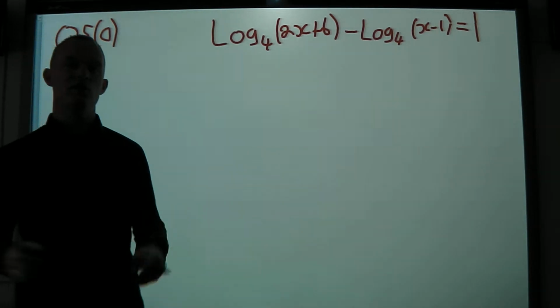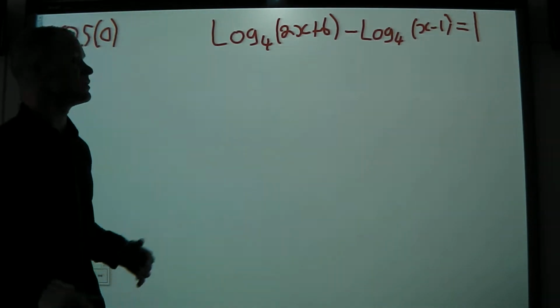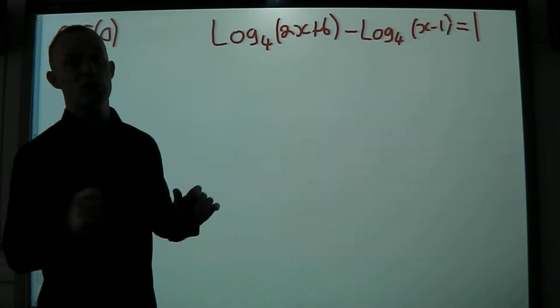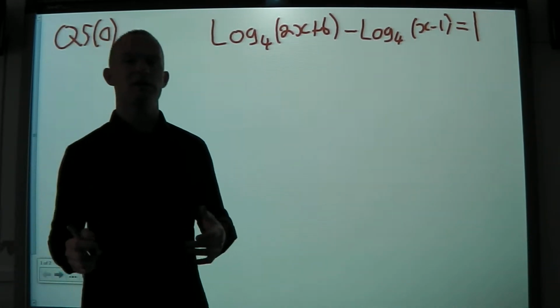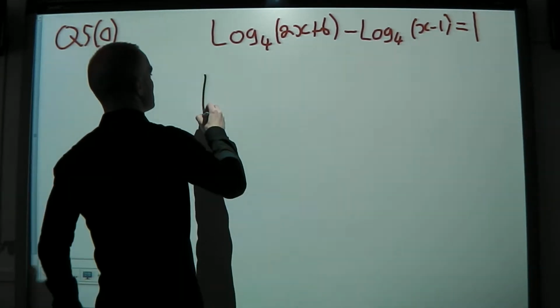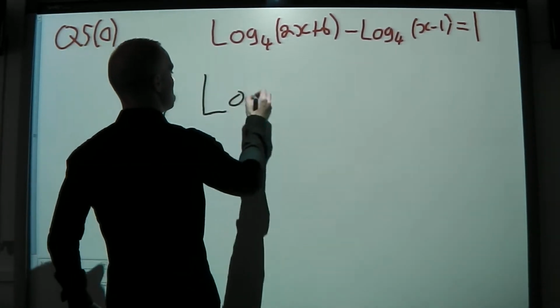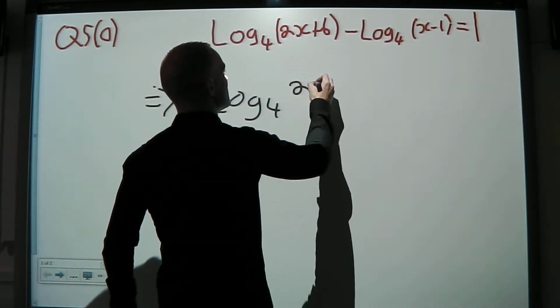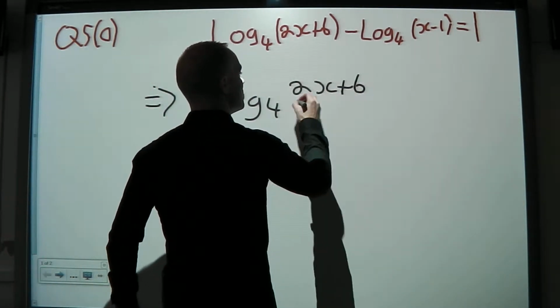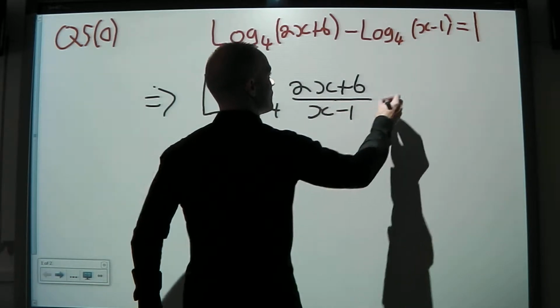Now the first part of this question is straightforward, it's just a basic log question. We should all be able to do this. We know that, considering we're working in the same base, log A minus log B is equal to log A over B. So that implies log to the base 4 of A minus B is equal to A over B. So that's 2x plus 6 divided by x minus 1 is equal to 1.